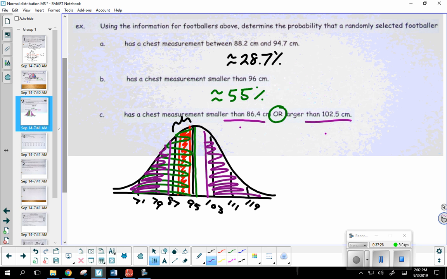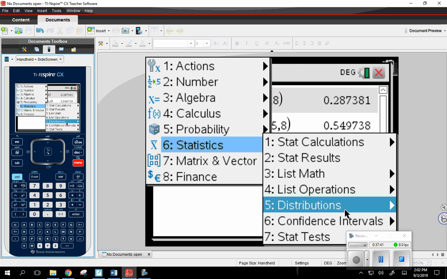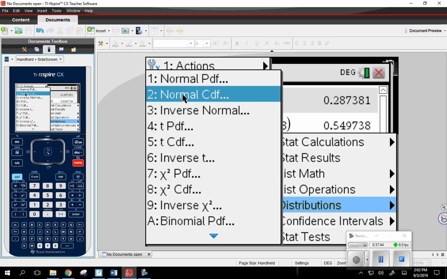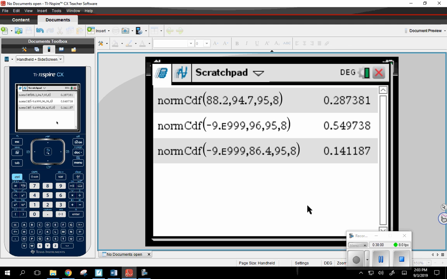Okay. So what would you say 86.4 is? Is that your lower or your upper? Okay, that's your upper because you want everything smaller than that. So let's come on over here. Menu, statistics, distributions, always normal CDF. Okay, so leave the lower bound. What was it, 86.4? Is that right? 95 and then 8. So what should I be getting when I push OK? I got 0.141187. Is that what people are getting?